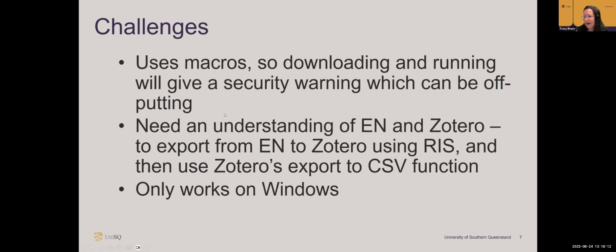So the challenges are that it is macro-enabled. So you do get that warning when you're downloading a macro-enabled spreadsheet. So that might be a bit off-putting to some people. You do have to have an understanding of EndNote and Zotero and file types so that you can export the RIS from EndNote to Zotero and then get the CSV out of Zotero. And this version only works on Windows.